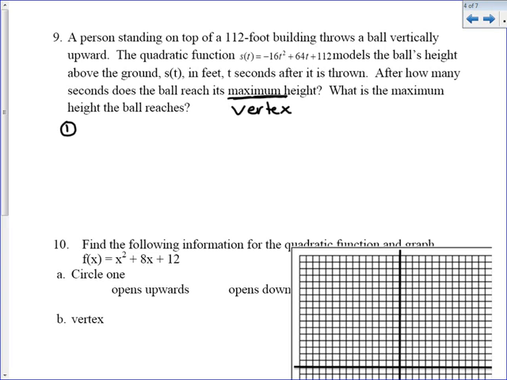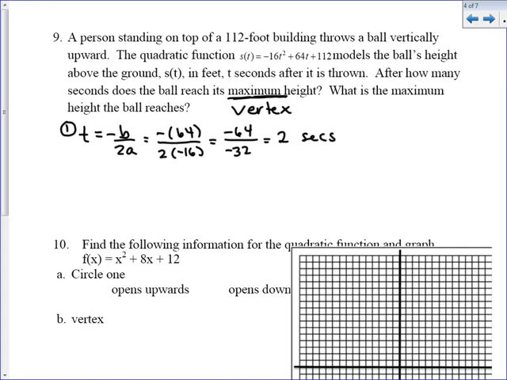Two parts. First, we don't have x, we have t, so I'm going to do t equals negative b over 2a. If you put x, it's really no big deal. Negative 64 over 2 times negative 16. So negative 64 over negative 32 gives me 2 seconds. Now, if you get a decimal point here, don't worry. It's possible to have like 1.5 seconds, 2.5 seconds. All you don't want is a negative. You don't have negative time. So that's the first question: after how many seconds does the ball reach its maximum height?